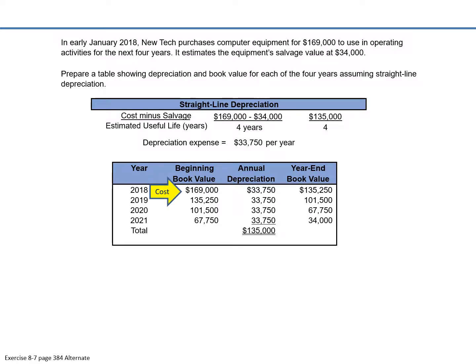So we have total depreciation of 135, cost of 169, salvage value of 34. So hopefully you did well on that one. Let's move on to the next.